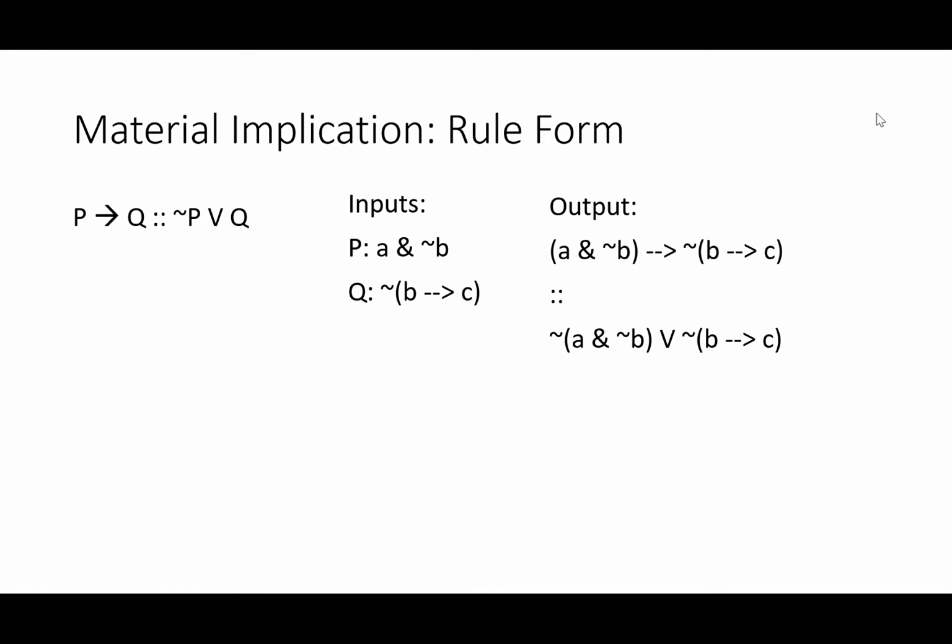With more complicated inputs, we can still use material implication. Let's sub in A and not B for P, and it's not the case that if B then C for Q. Well, that'll read, if A and not B, then it's not the case that if B then C is logically equivalent to either it's not the case that A and not B, or it's not the case that if B then C. Note that since our Q input is negated, it's still negated on both sides of material implication. But since our input for P is not, it's only negated in the disjunction.